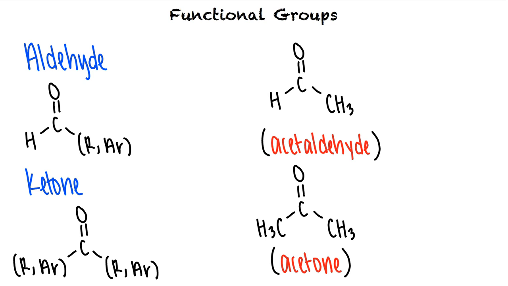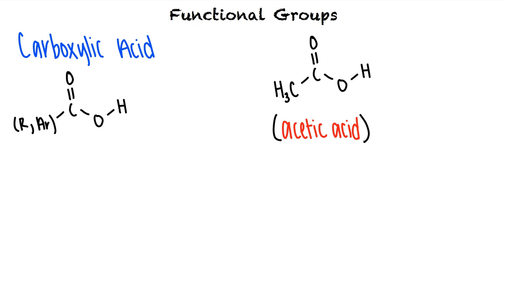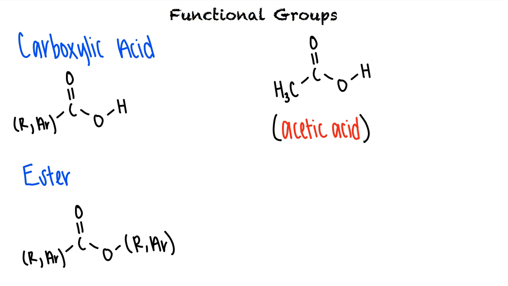Carboxylic acids consist of a carbon-oxygen double bond where the central carbon is then bonded with an R or Ar group and an alcohol group. For example, acetic acid is a carboxylic acid with a methyl group bonded to the central carbon. Esters look similar to carboxylic acids, but instead of an alcohol group and an R group, the central carbon is bonded to an OR group and an R group.